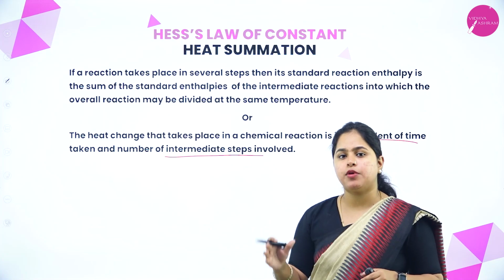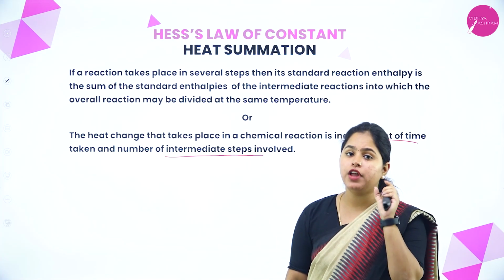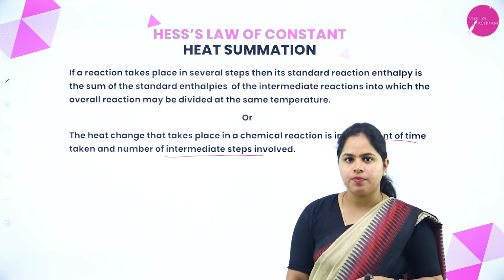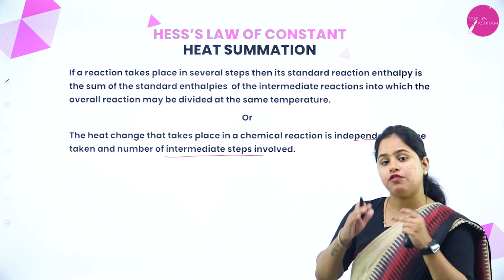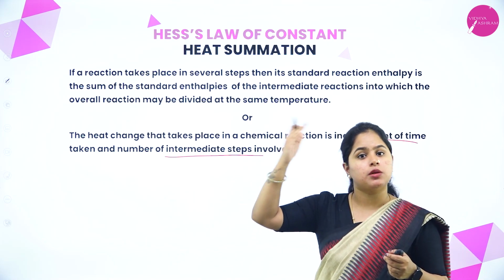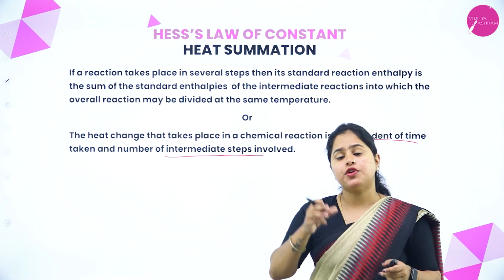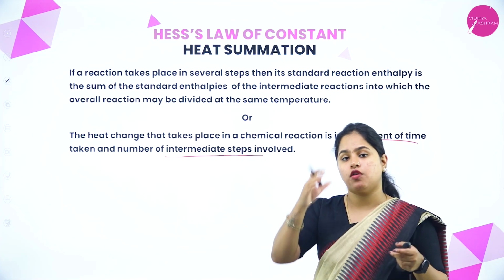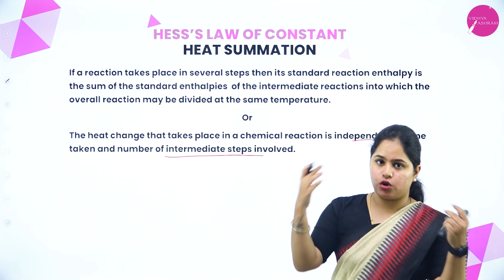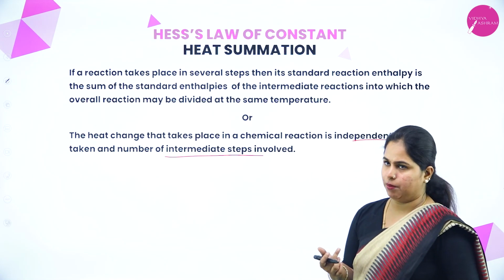The total enthalpy of the reaction can be calculated by taking the sum of the enthalpies of each of the intermediate steps. I hope that is clear. If the reaction is taking place in several steps, we have discussed it in the Born-Haber cycle also. It is taking place in several steps. So if you take the sum of enthalpies of each of the steps, you will get the total enthalpy of reaction. So that is called Hess's law of constant heat summation.